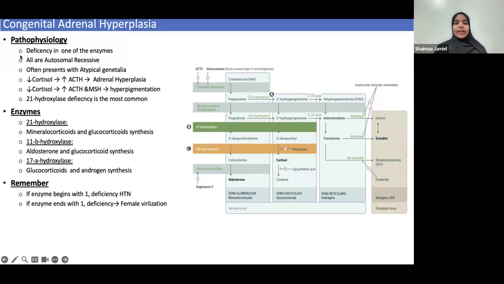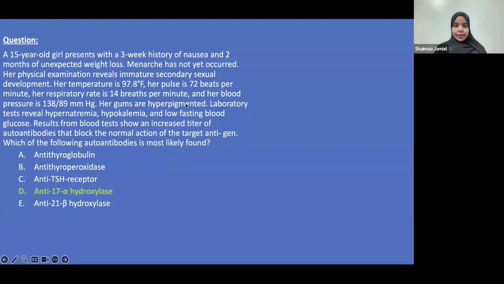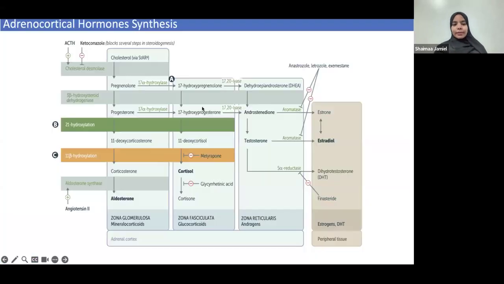So basically, in congenital adrenal hyperplasia, you're going to have decreased cortisol, and then a defect in one of the others. Usually they'll present with atypical genitalia. They're all autosomal recessive diseases, and they will usually again present with hyperpigmentation because of the increased MSH, which was mentioned here. Her gums were hyperpigmented. Okay.